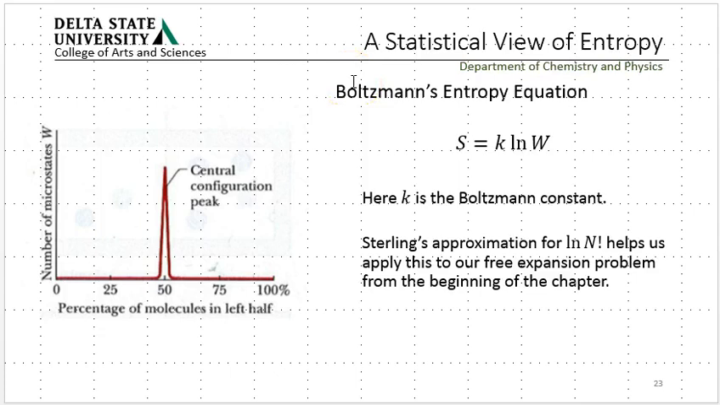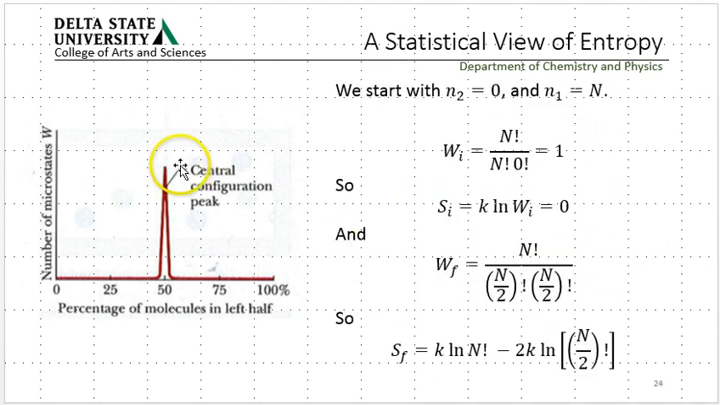Boltzmann came up with his entropy equation, which is that the total entropy is k, the Boltzmann constant, times the log of the multiplicity. Stirling has an approximation for log N factorial, which is what this involves. If we go back and apply that to our free expansion problem from before, we started with an initial multiplicity W_i of N factorial over N factorial times 0 factorial, which is 1. So the entropy of that state was 0.